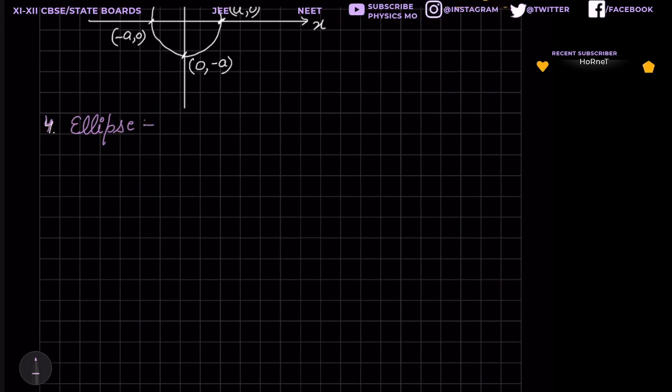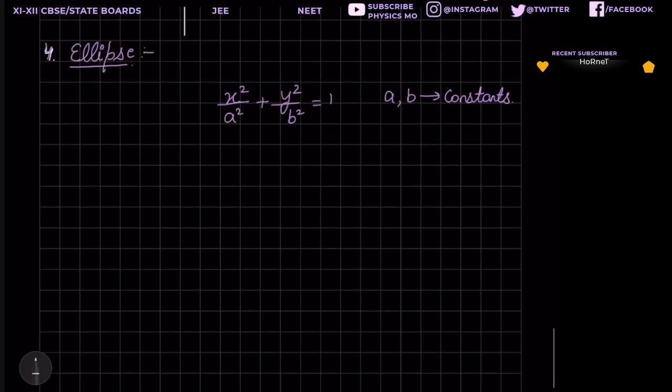And the kind of equation we have for an ellipse is x square upon a square plus y square upon b square is equal to 1, where a and b are constants. So this will be the equation when you have to draw an ellipse, okay.